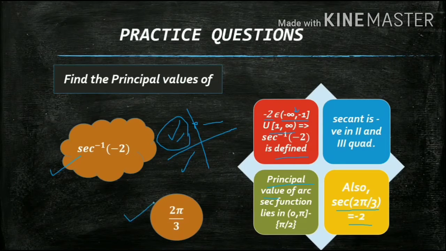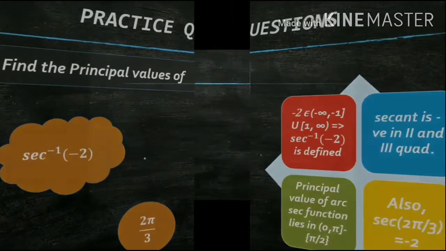Again in the same question, if I just do like this, sec inverse of minus half, then the answer would be not defined, because minus half is strictly less than 1 and greater than minus 1, which would not lie in this domain, so it would be not defined. Okay?